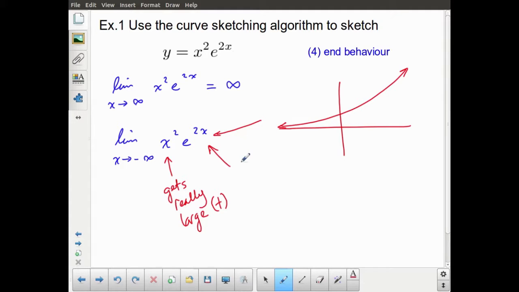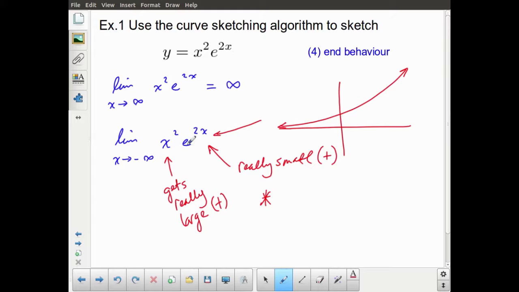This one gets really small, but it becomes a really small positive number. It stays above the x-axis. Now the question becomes, in the duel between these two, this one's getting really large, this one's getting really small, which one wins? And so here is the deciding concept that goes along with these.